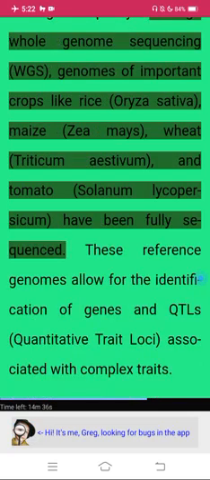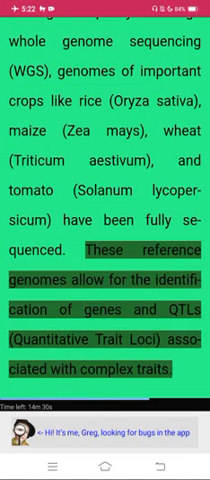Through whole genome sequencing, WGS, genomes of important crops like rice, Oryza sativa, maize, Zea mays, wheat, Triticum aestivum, and tomato, Solanum lycopersicum, have been fully sequenced. These reference genomes allow for the identification of genes and QTLs, quantitative trait loci, associated with complex traits.